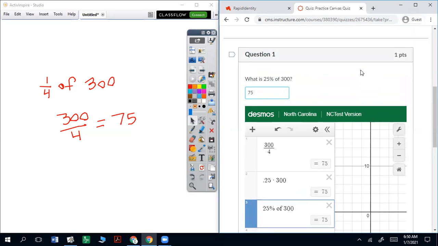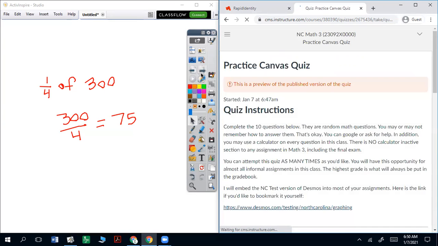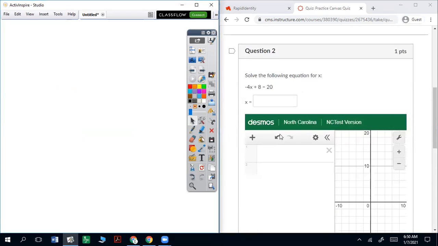Let's look at question 2. Question 2 is asking us to solve the equation negative 4x plus 8 equals 20. Let's remember how to solve equations. We always want to get all the values to one side and the x's to the other side. So in this case, I have this 8 I want to move over. We'll want to subtract that since it's being added. So you're going to have negative 4x equals 20 minus 8, which is going to be 12.